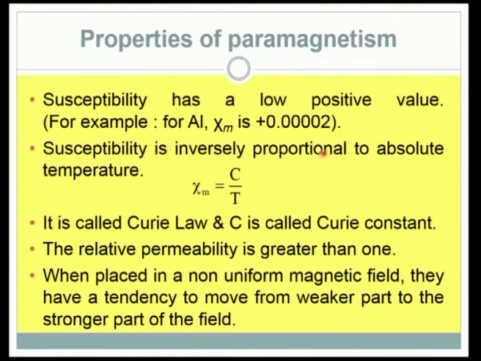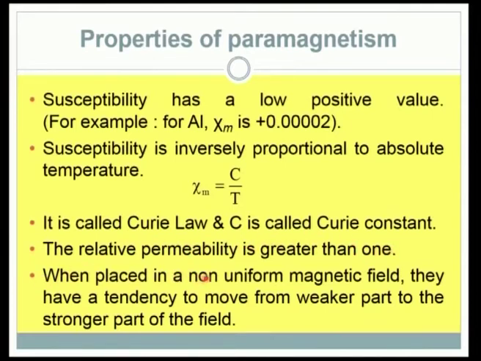Susceptibility is inversely proportional to absolute temperature. Here there is a relation shown. Susceptibility is inversely proportional. The temperature appears in the denominator. The numerator we have C. This C is called Curie constant. This law itself is called Curie's law. This relationship is called Curie's relationship. The relative permeability is greater than 1.